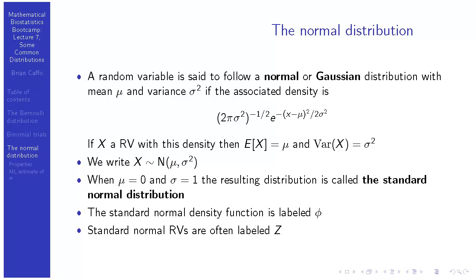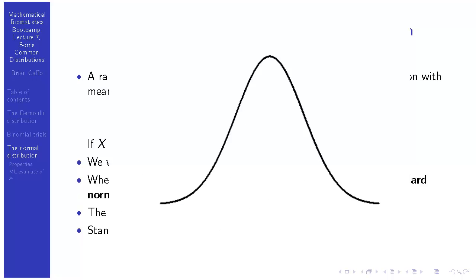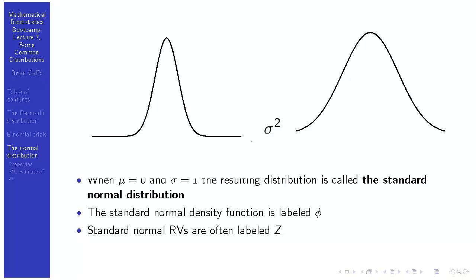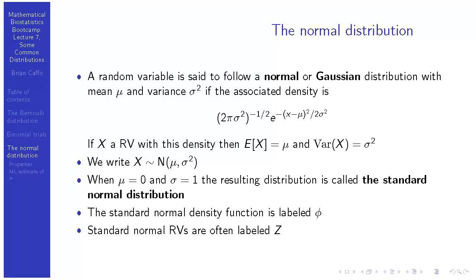So a random variable is said to follow a normal or Gaussian distribution with parameters mu and sigma squared if the density looks like this: 2 pi sigma squared to the minus 1/2 times e to the negative (x minus mu) squared over 2 sigma squared. This density looks like a bell, it's centered at mu, and sigma squared controls how flat or peaked it is. It turns out that mu is exactly the mean of the distribution, and sigma squared is exactly the variance. So you only need two parameters, a shift parameter and a scale parameter, to characterize a normal distribution. We might write X tilde N(mu, sigma squared) as shorthand for saying that a random variable follows a normal distribution with mean mu and variance sigma squared.